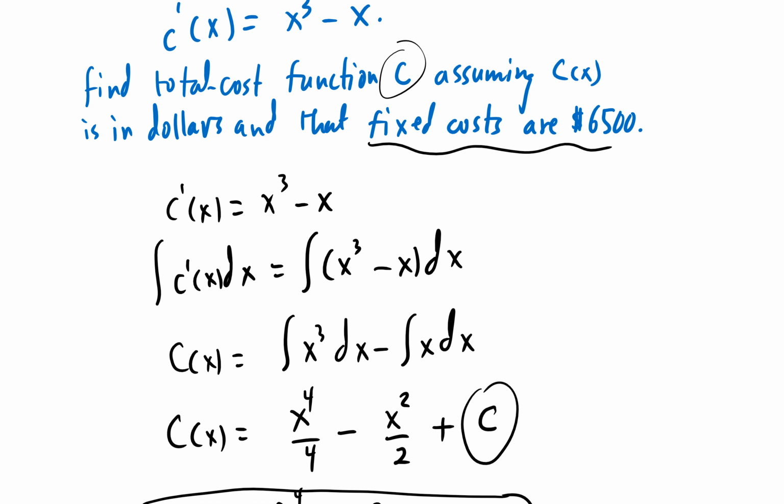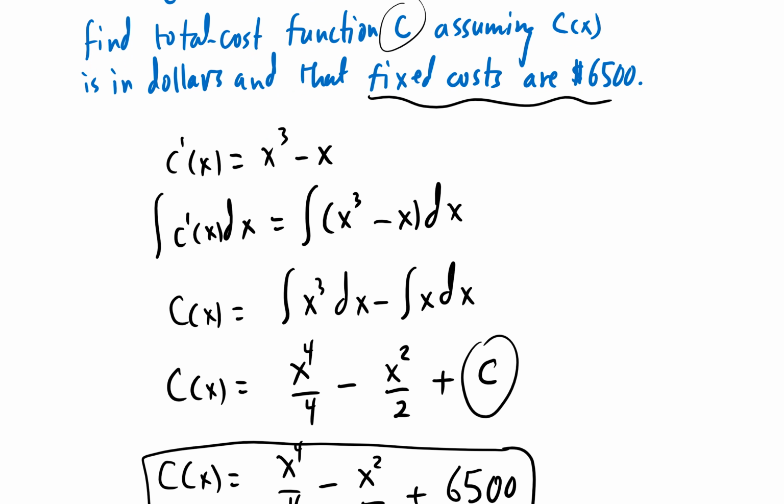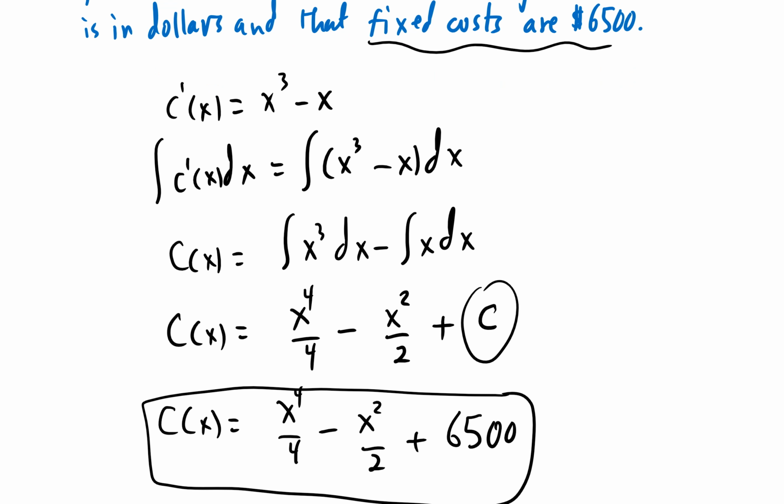Then they said a fixed cost of 6,500, that's the constant. So I substituted c with 6,500. So this is the function that gives us the cost in dollars of whatever item you're trying to buy or whatever you're trying to get.